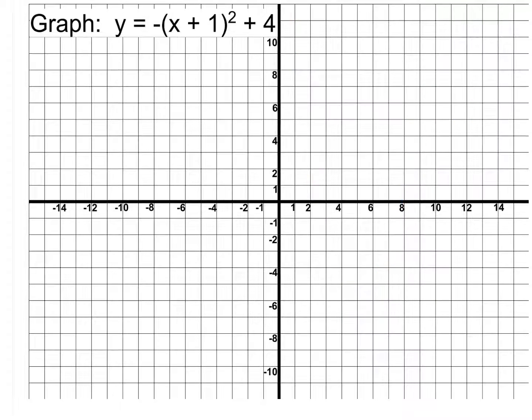All right. And then for this one, we go left 1, up 4 for the first point. Then since we got that negative out front, instead of going over 1, up 1, we're going to go over 1, down 1. And we're going to continue by going down instead of up each time we plot a point along the way here.